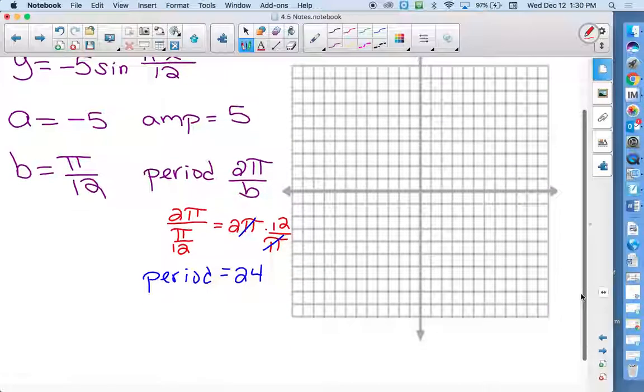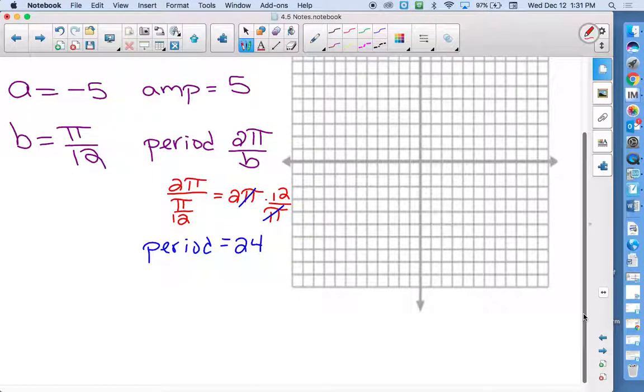The last thing that you have to find is what to count by, because every graph could technically look the same. But we need to figure out what these little tick marks mean, or what the angles are that create those tick marks. And I call that the key point value, which we'll use again today. And Brandon, to find that key point value, you take the period and divide it by 4. Right, we always take the period and divide it by 4.